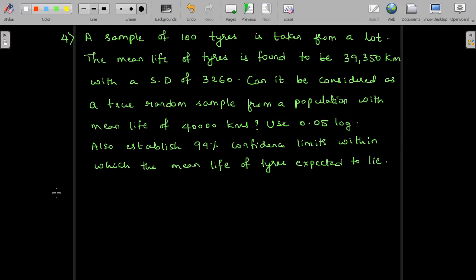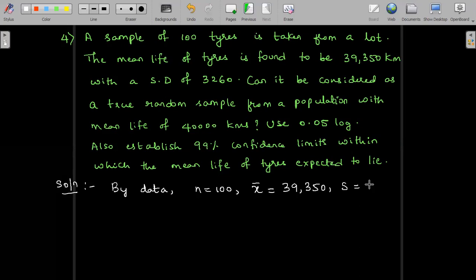So let us do the solution now. So by data, we have n equal to 100, x bar, that is the mean of the sample, is 39,350 and standard deviation S of the sample is 3,260. So we are assuming the mean mu is equal to 40,000 kilometers in the hypothesis and performing Z test. So mu is given as 40,000.